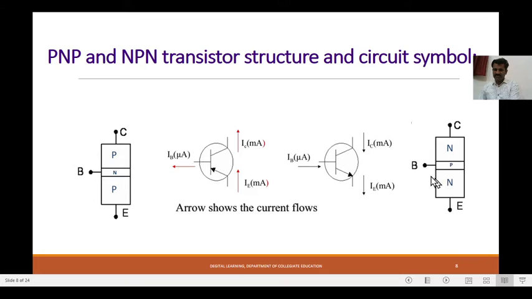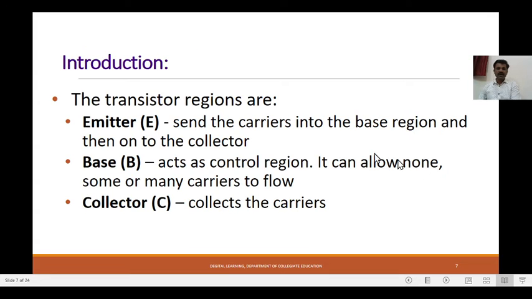Similar to this, there is an NPN transistor. P has been sandwiched between the two N regions. And now let us see what this emitter, base and collector are. An emitter is one which will send the carriers into the base region and then to the collector. So the main function of an emitter is to send the carriers into the base.